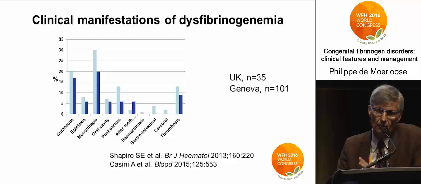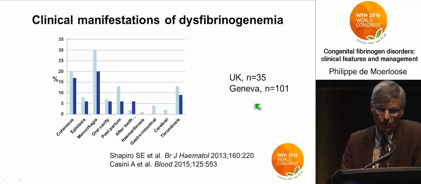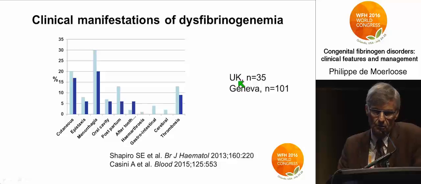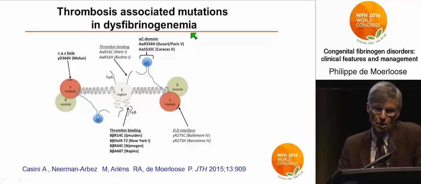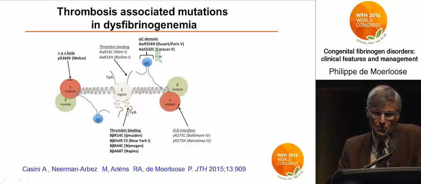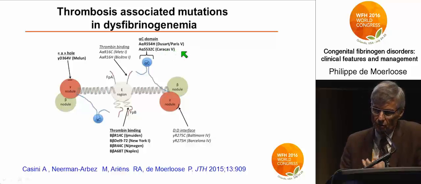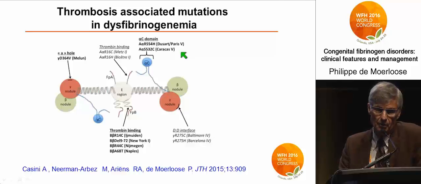Some of them bleed, some of them have thrombosis, and again, this is a very nice series from the UK, from Shapiro, and the one we have in Geneva, where roughly you can find the same kind of complications. Concerning the thrombosis-associated mutations in dysfibrinogenemia, they occur in some special sites again. You see here this thrombin binding site in the beta chain, and you see here in this very strange part, because it's a flexible part of the alpha chain, these two mutations, one is very well known, which is called Dusart or Paris 5, which is linked with very clear complications in the family members.